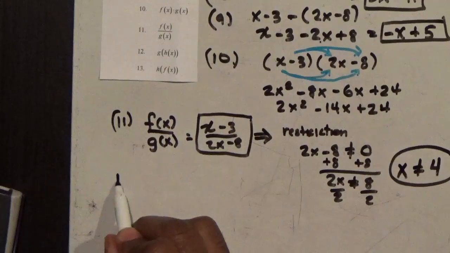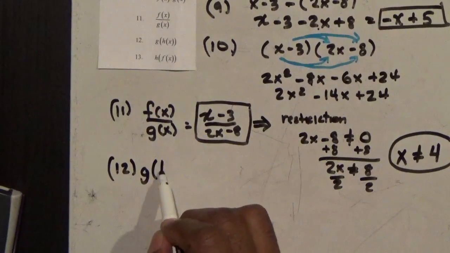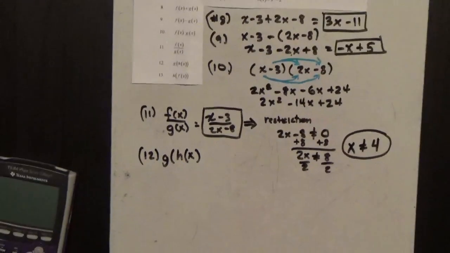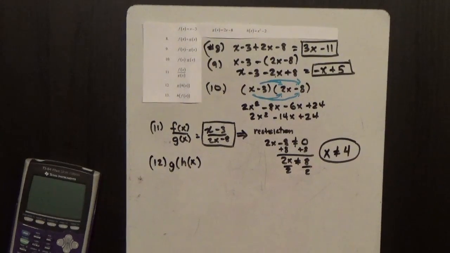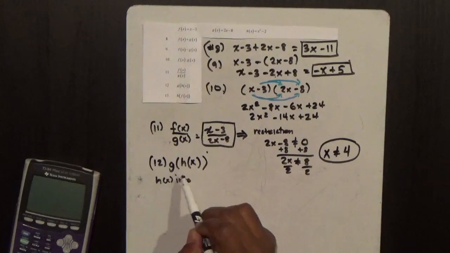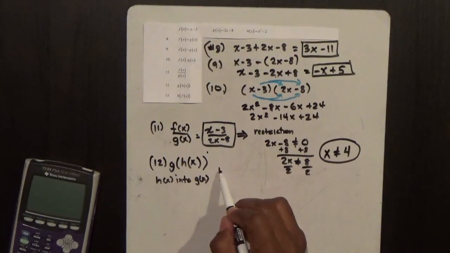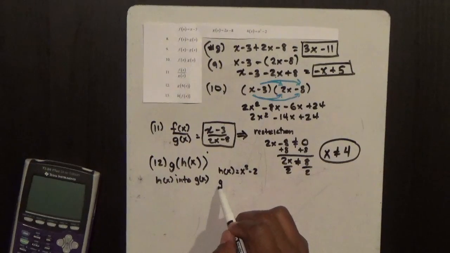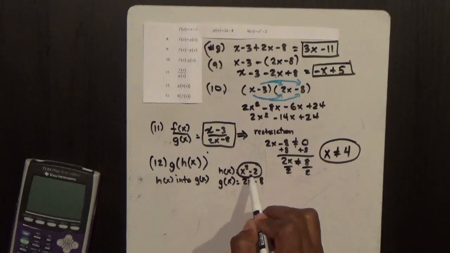All right, number 12, they're asking us to do the composition. So we're doing g of h of x. We kind of lost our functions up here, so let's keep our functions. I know you have them on your paper. In this case, I'm putting h of x into g of x. The h of x function, which is x squared minus 2, goes in the g of x function. The g of x function is 2x minus 8. Wherever I have an x, I'm going to put this whole thing in there.